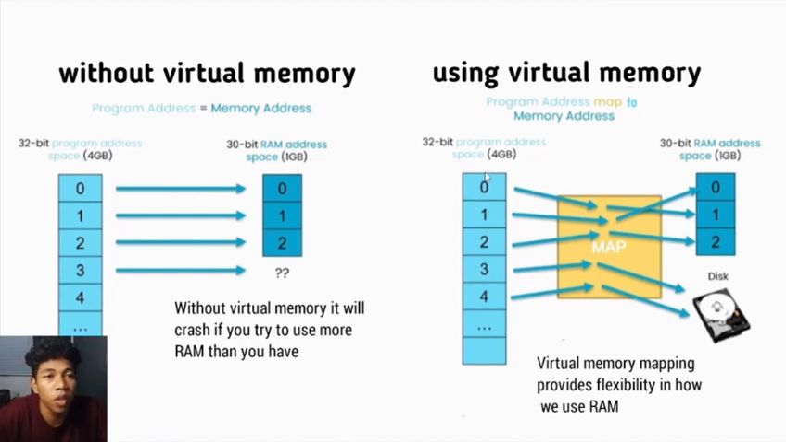Now we look at the picture on the right, where an operating system uses virtual memory. When there is a process running, it will be sent to the map. Then the map will map the process into memory flexibly or randomly. When the memory is full, the map will look for space for the process, like on a hard disk. With virtual memory, mapping gives us the flexibility to use RAM.